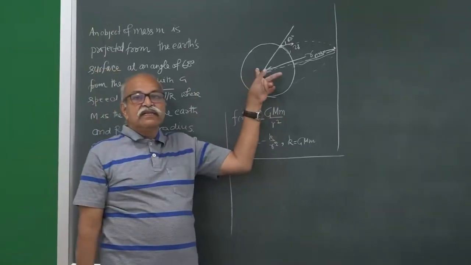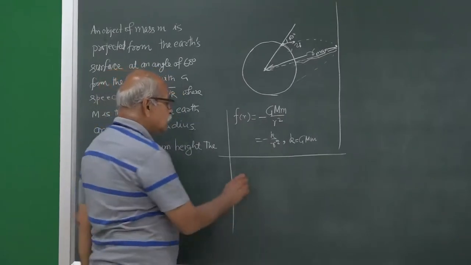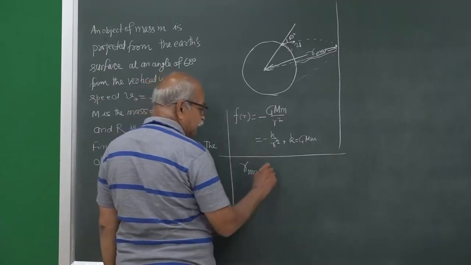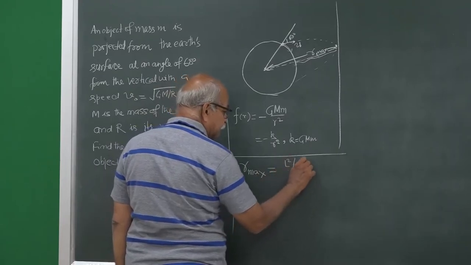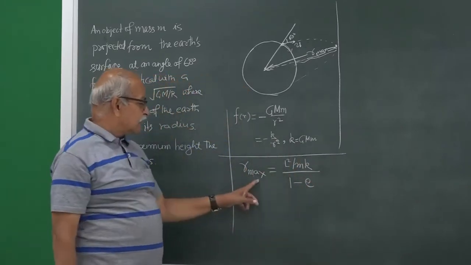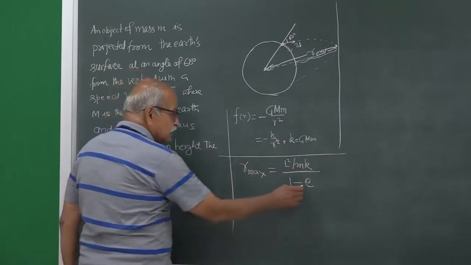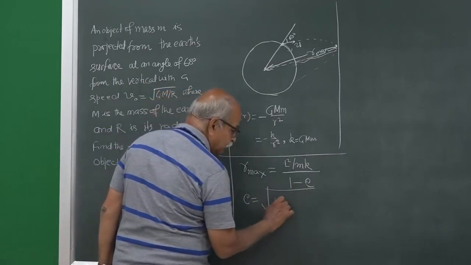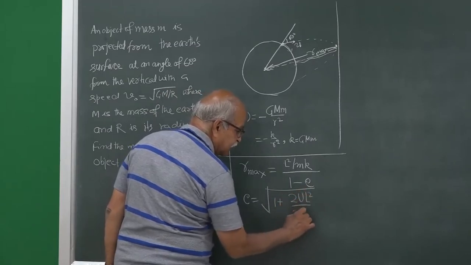So what should be our strategy? We have to get this maximum value of r, and you know, this maximum value of r for inverse square attractive force is given by L square by mk divided by 1 minus eccentricity. This is r max, and r min is this quantity divided by 1 plus e. And what is this e, eccentricity? This is the square root of 1 plus 2 u L square divided by m k square.